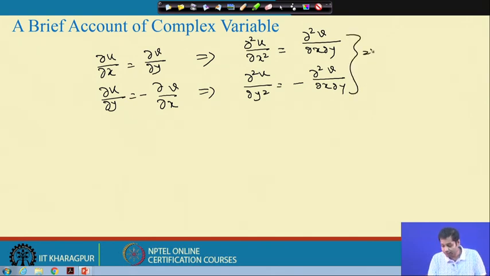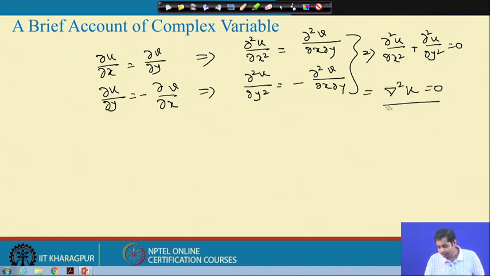If we add them, what we get is del 2 u del x2 plus del 2 u del y2 equal to 0. And recall this is essentially del 2 u equal to 0. This equation is called the Laplace equation. Similarly, you can also show that del 2 v is also 0. This is another important equation.